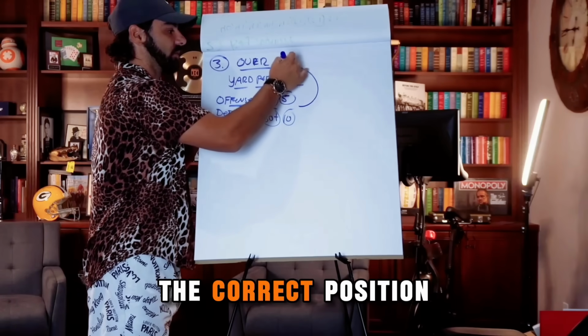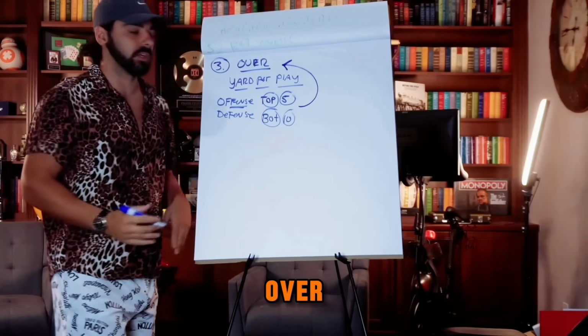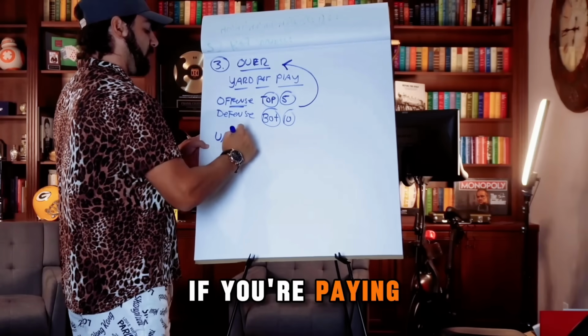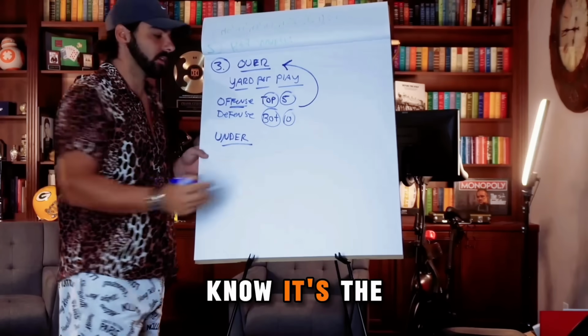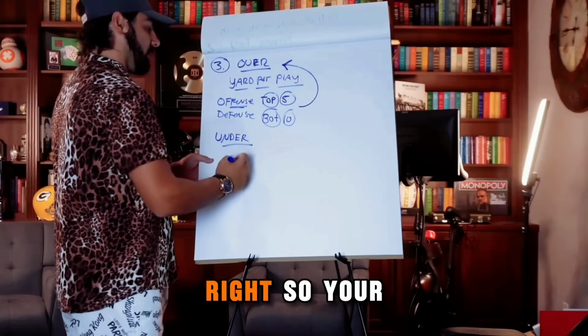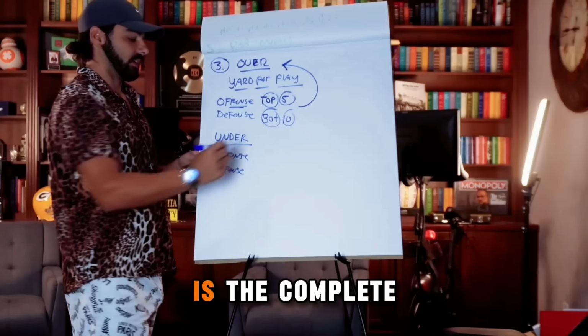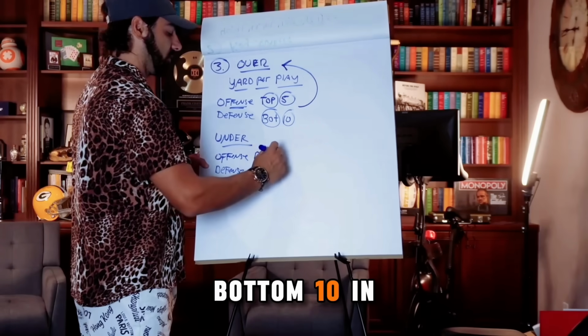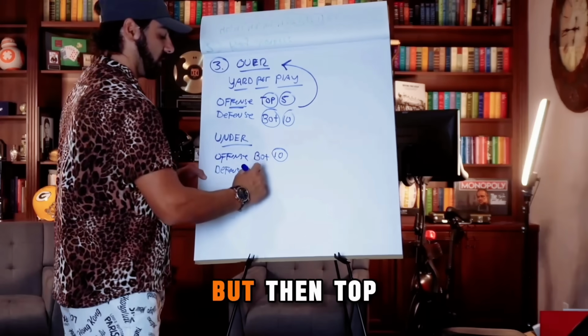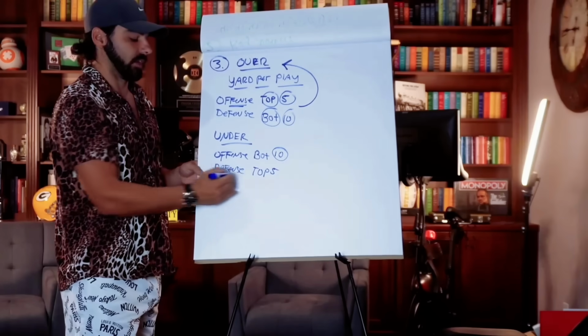That's what sets you up in the correct position to be able to create an over. Now, let's look at the under. If you're paying attention, you probably know it's the exact opposite of this. So your offense, your defense. Now what you're looking for here is the complete opposite. Bottom 10 in yards per play on offense, but then top 5 in yards per play on defense.